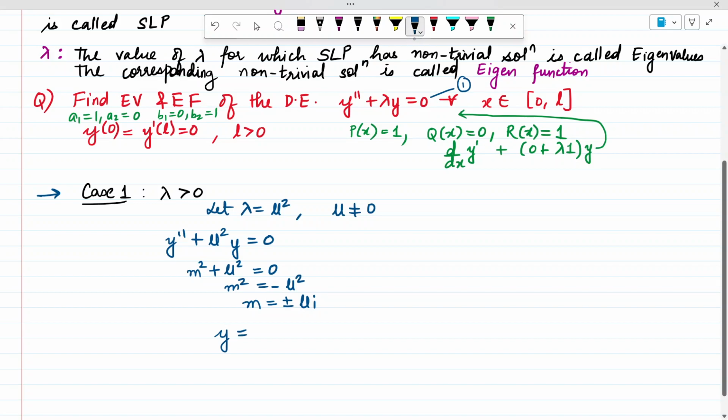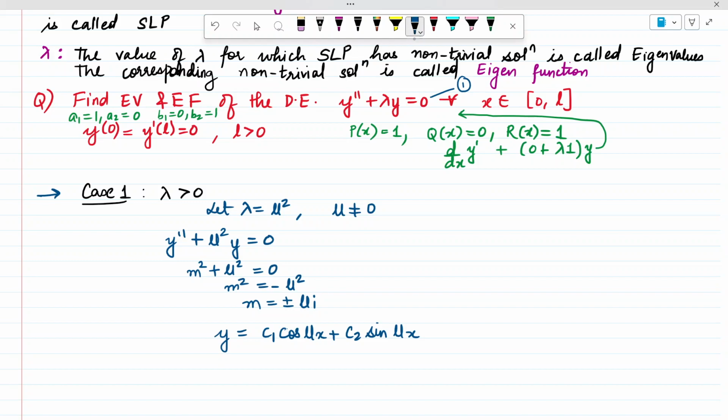कॉम्प्लेक्स रूट्स आए तो सोल्यूशंस क्या होंगे? y इज इक्वल टू c1, सॉरी, लाउडर, लाउडर प्लीज, लिटिल लाउडर, इट्स ओके. E raised to mx. No, why would we go for e? Correct. c1 cos nu x plus c2 sin nu x. Correct, no?